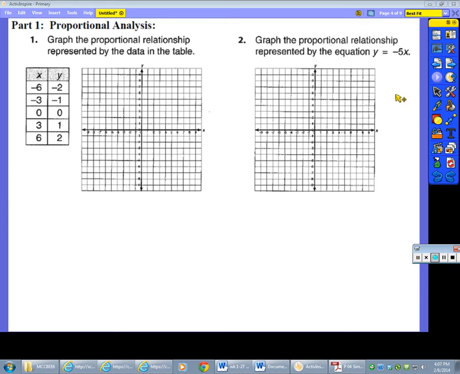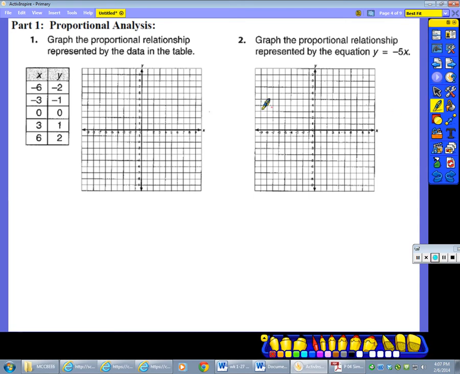So this is kind of review back at 6th grade of how you graph, but we've got x is -6 and y is -2, so I'm going to go -1, 2, 3, 4, 5, 6, and then -1, 2, and plot a point there. And then I'm going to graph -3 and -1, so I'm going to go -1, 2, 3, and -1. And then 0 and 0, so that's right here at the origin.